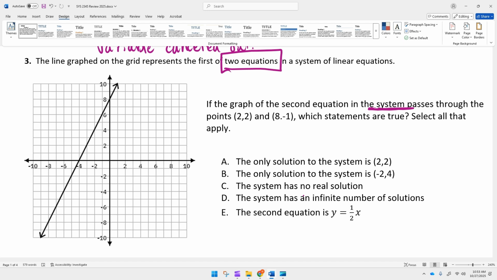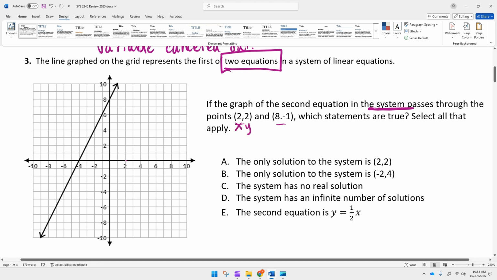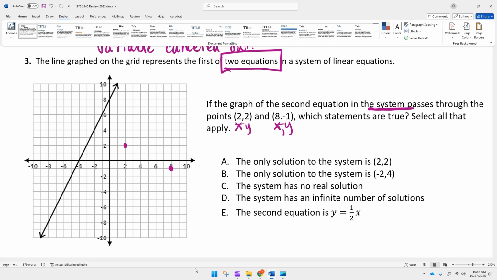Okay? Now, you have one equation already graphed for you. We don't necessarily have to find the equation for that line. It gives us 2 points. So I'm going to go ahead and graph those 2 points. So I'm going to go to the point (2, 2). Remember, this is x, this is y. So going to the right 2 units and then up 2 units. Then we have the point (8, -1). That's x, that's y. So that means I'm going to go to the right 8 units and then down 1 unit to give me -1.